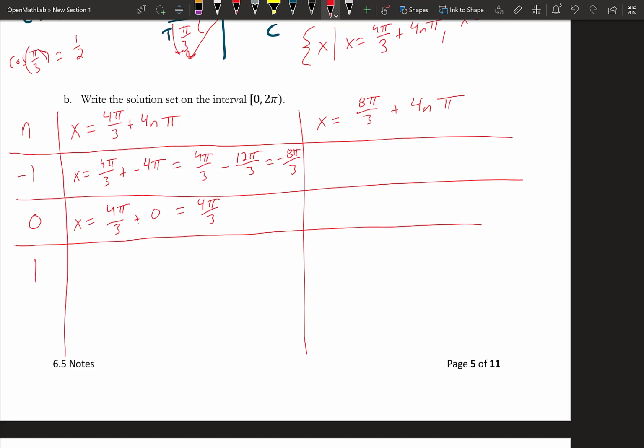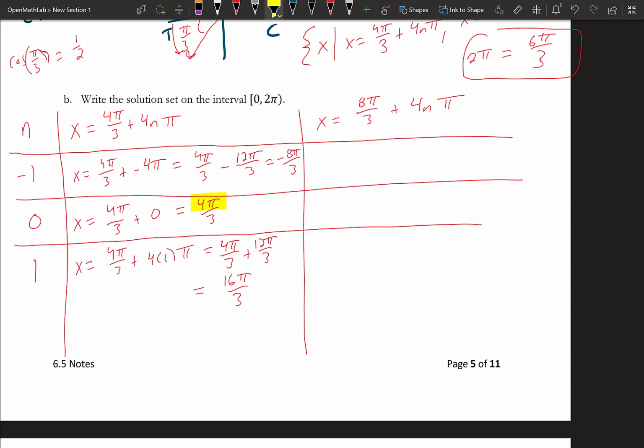And then the next one, if I plug in 1, we get x equals 4 pi over 3 plus 4 times 1 times pi. That gives me 4 pi over 3 plus, with a common denominator, 12 pi over 3, which gives me 16 pi over 3. And that's too big, because 2 pi would equal 6 pi over 3, to have a denominator of 3. So that's definitely bigger. So right now, the only one that worked was 4 pi over 3.